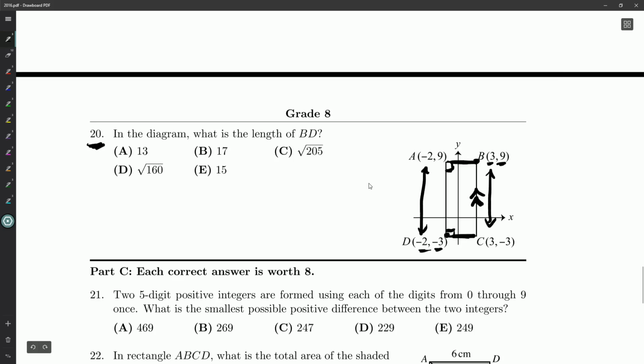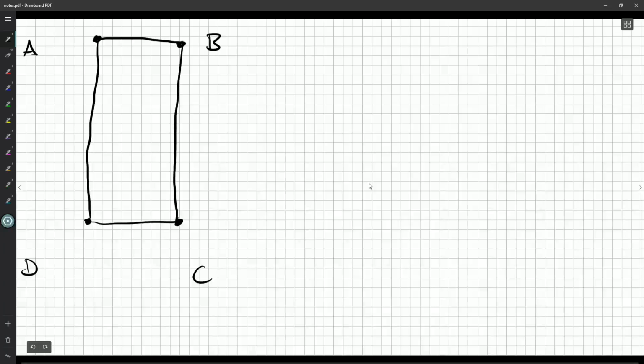Or not a square, a rectangle. It doesn't just look like a rectangle, it actually is a rectangle. And we can tell that by looking at the coordinates. Oops, wrong way. So 3 minus 3, and this will be -2 minus 3.